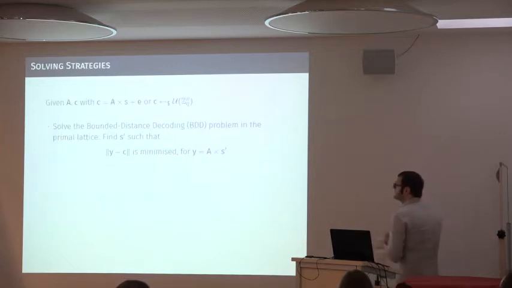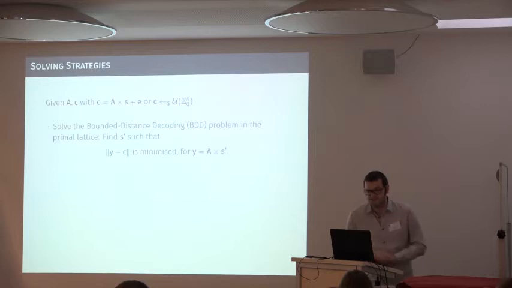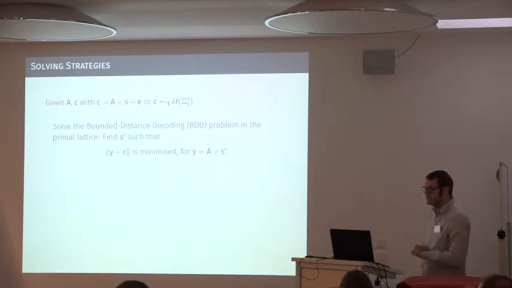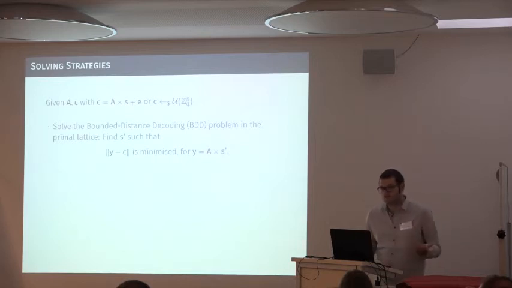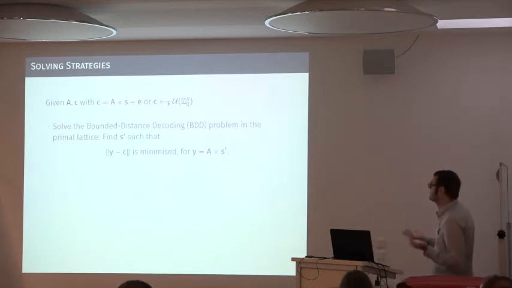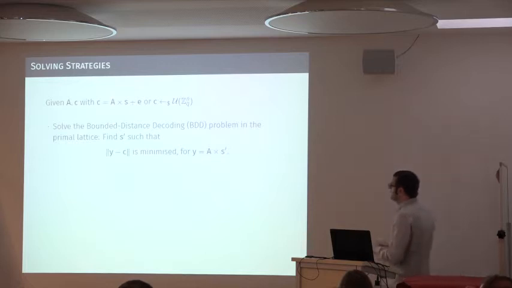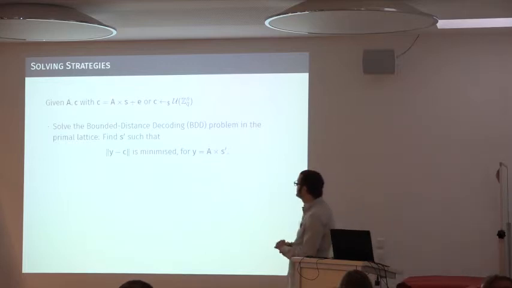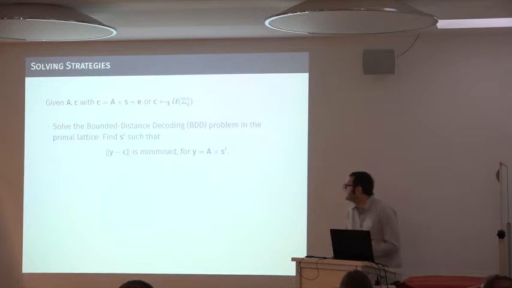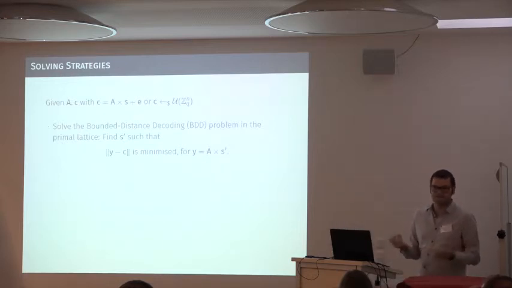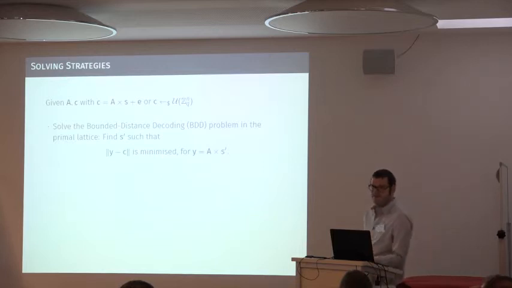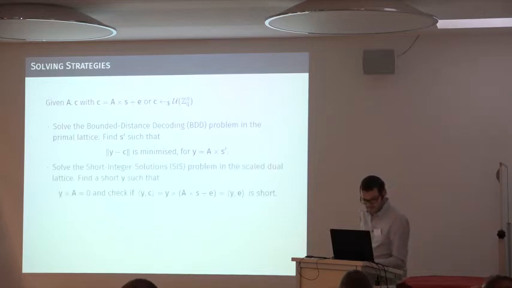There's a variety of solving strategies. Pretty much the two dominant ones would be this. You can recognize that this problem actually is a bounded distance decoding problem, which is something that people have looked into. So what you do is you try to find an S prime such that the distance of y, which is A times s, to c, which is our target vector, is minimized. Right, so that would be one strategy of going about solving this. If you find an S prime, then you know actually my C was formed like this.